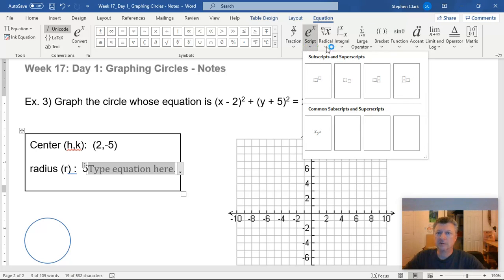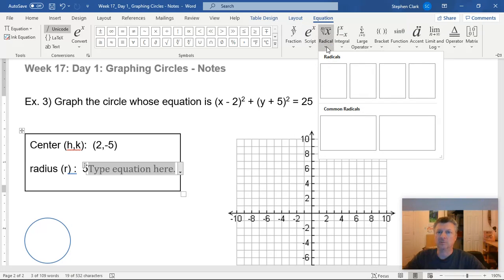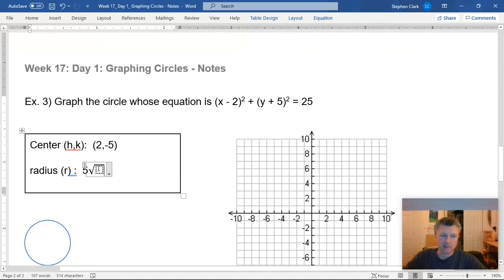Oh, this is very slow for some reason. Radical. Oh, it's right there. Okay, that's the square root right there. Yeah, look at that. Okay, so we had to do the square root of 25. Square root of 25 equals 5. All right, there we go.